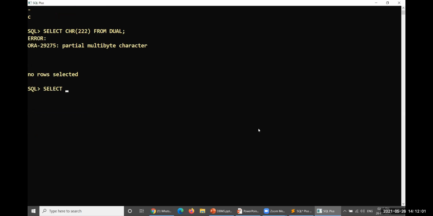Let me take select ASCII of, let me consider A.M.RED. This is my total string from DUAL. You can give whatever length of string, it doesn't matter. Whatever first character you have, that first character's ASCII value will be displayed. For this one, the ASCII value is 65 for the first character. The remaining characters will be neglected, omitted, discarded.